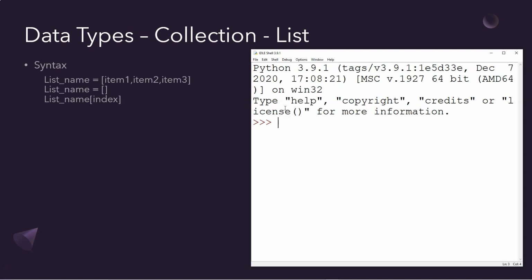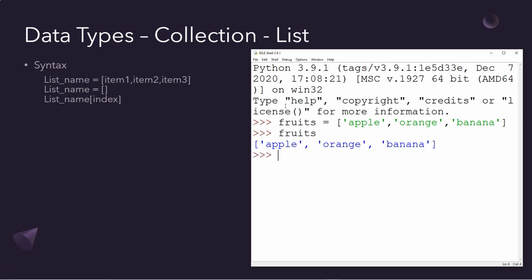To define a list, we'll put the list name. Let's say fruits. We want to define fruits as a list. It's a variable name, and we'll just put a square bracket and write apple, orange, banana. With this, we defined fruits as a list. If I just print it, it will give me those 3 items in the list.